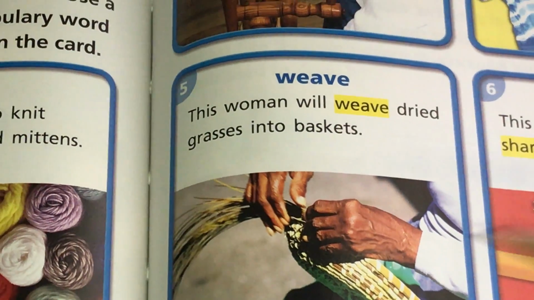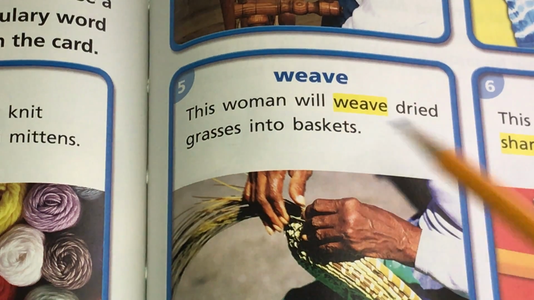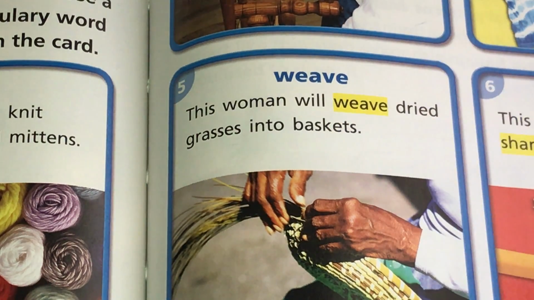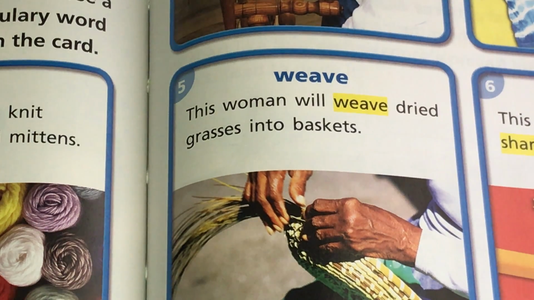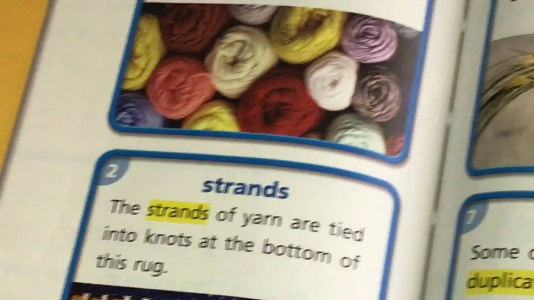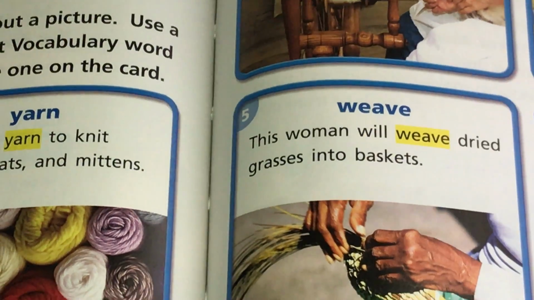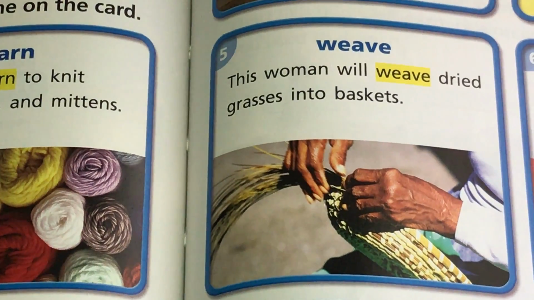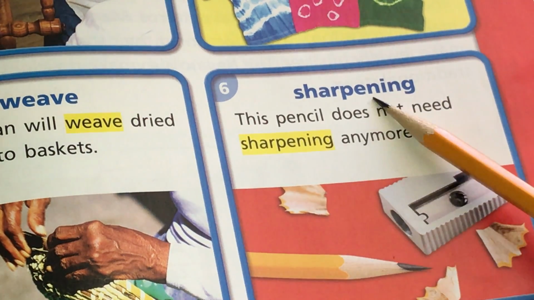The next word is weave. This woman will weave dried grasses into baskets. You can see she's using grass and sewing it with her hands into a certain pattern to make something bigger. You can also weave strands of yarn into a certain pattern to make a larger piece of fabric or a rug.